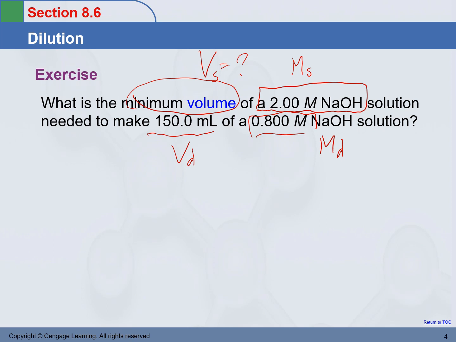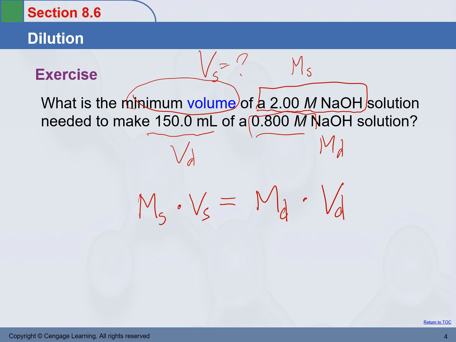Well, we use what we just learned. The amount of the solute before and after the dilution will not change. So Ms, the concentration in molarity, multiplied by Vs, the volume of the stock solution needed, equals Md, the concentration in molarity of the diluted solution, multiplied by Vd, the volume of the diluted solution.